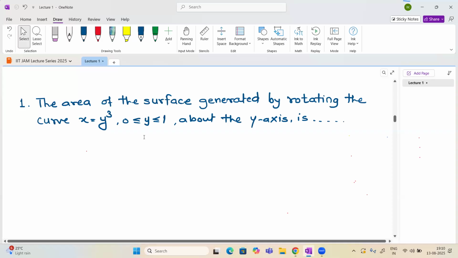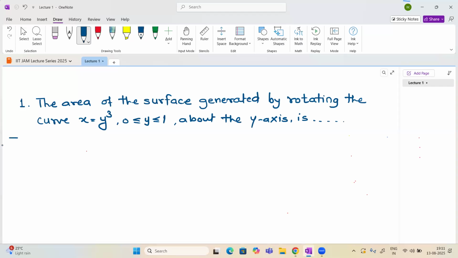Okay, so: area of the surface generated by rotating a curve. We have the curve x is equal to y cube. The limits on y are 0 to 1, and that curve is rotating about the y-axis, and we have to find the surface area obtained by that rotation. Does anyone know the formula for surface area?